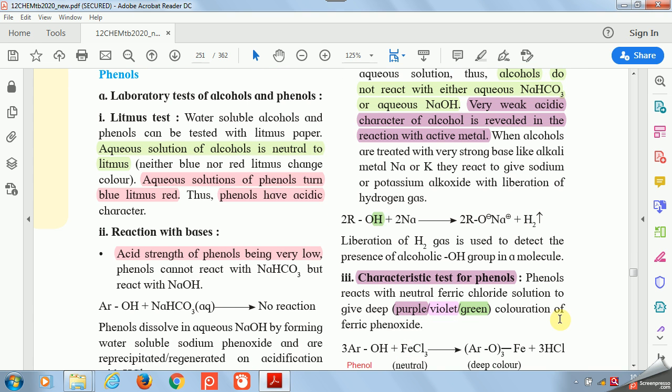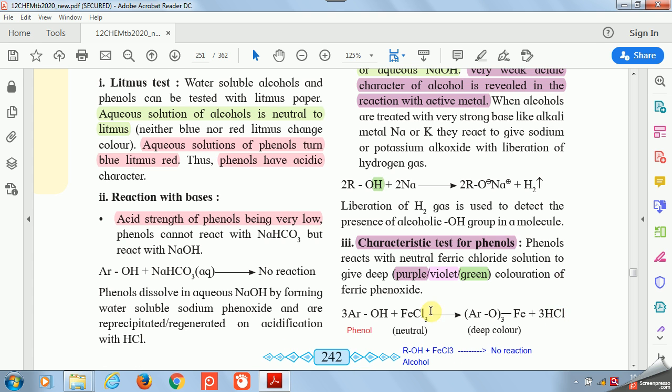Next is the characteristic test of aromatic compounds such as phenols. Phenols can react with neutral FeCl3 solution, ferric chloride. And what is the product? We get a product (ArO)3Fe. That means 3 Cl of FeCl3 get replaced by 3 ArO groups, and we get a color like purple, violet or green, depending on the type of your phenol.